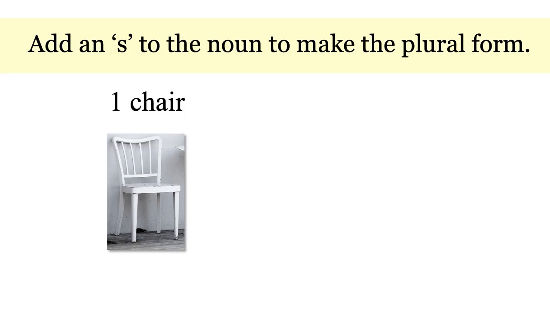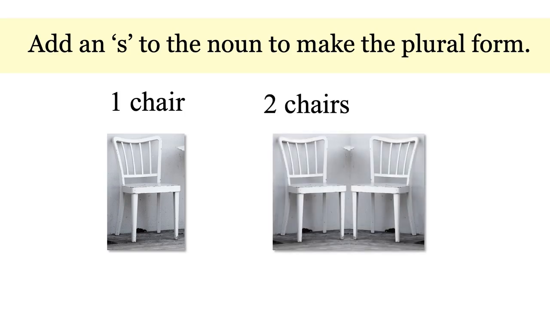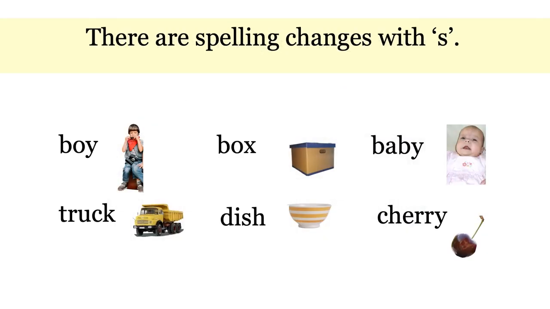Back to nouns. Add an S to the noun to make the plural form. So we have 1 chair and 2 chairs. Notice the S. Add an S to make the plural form. So 2 chairs, 20 chairs, or 300 chairs. There are spelling changes when you add S. Let's look at what happens when you add S to different words.